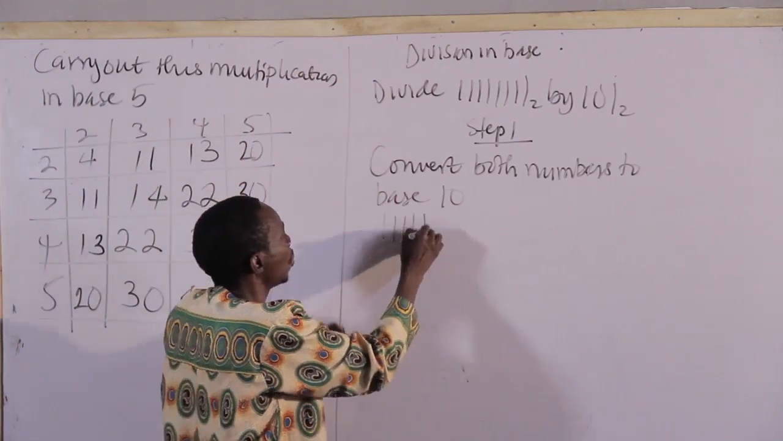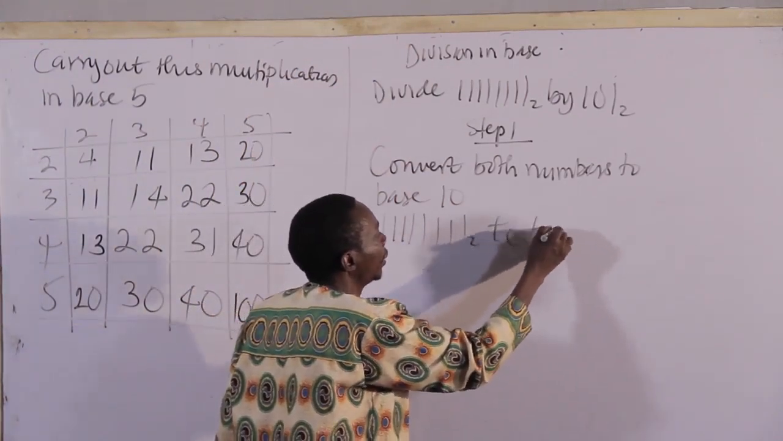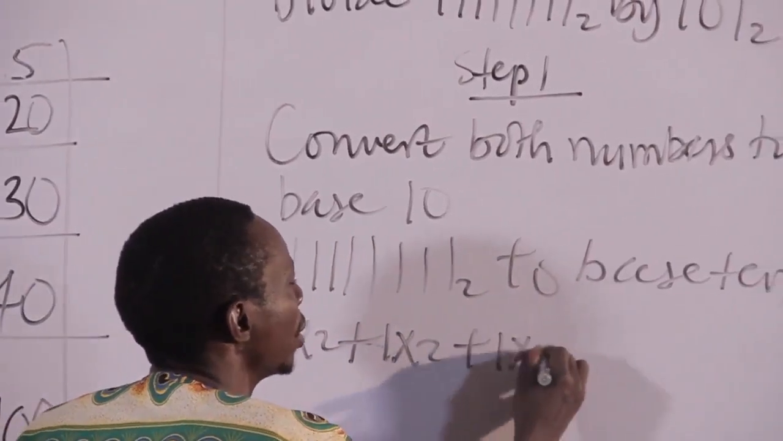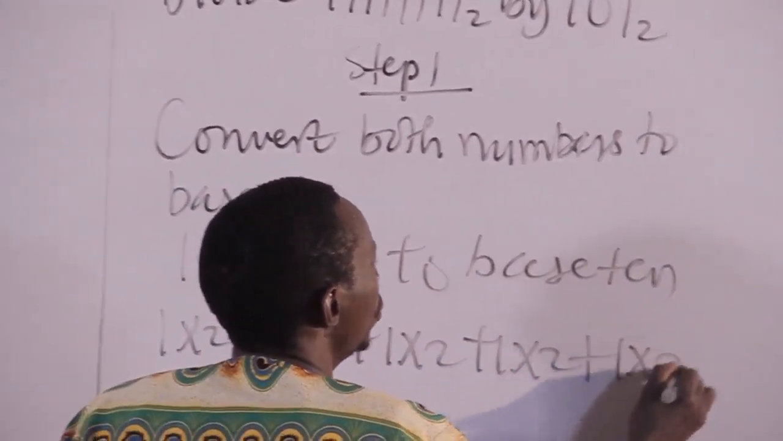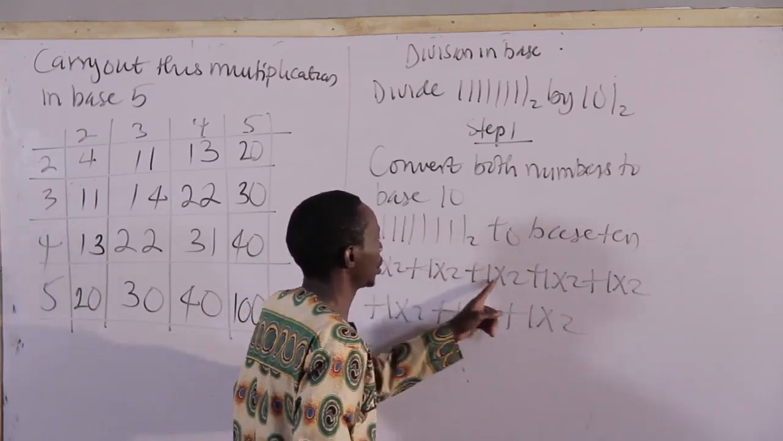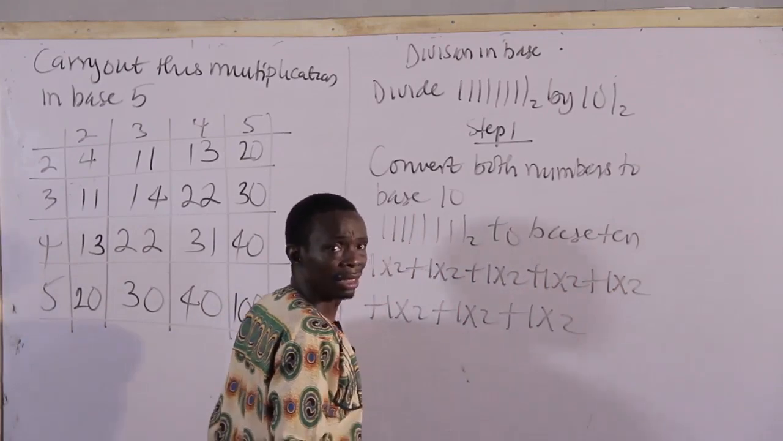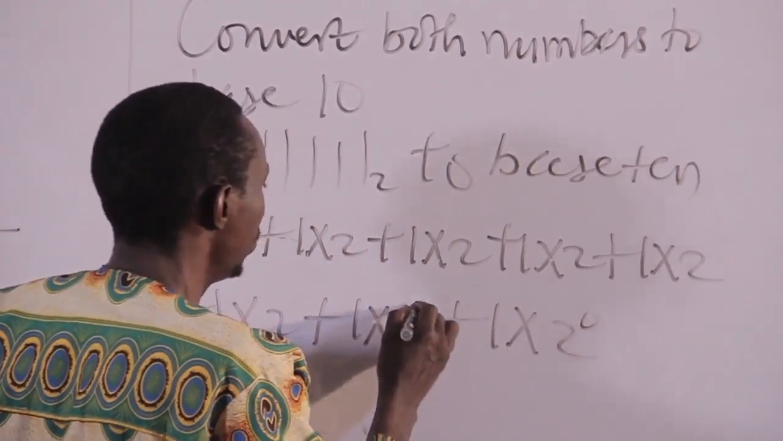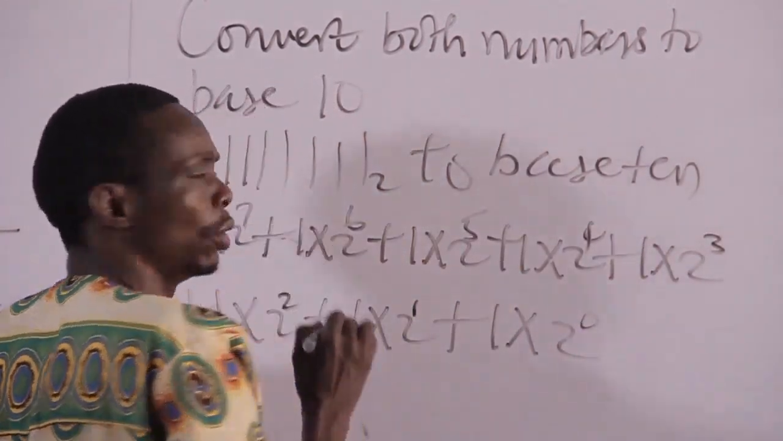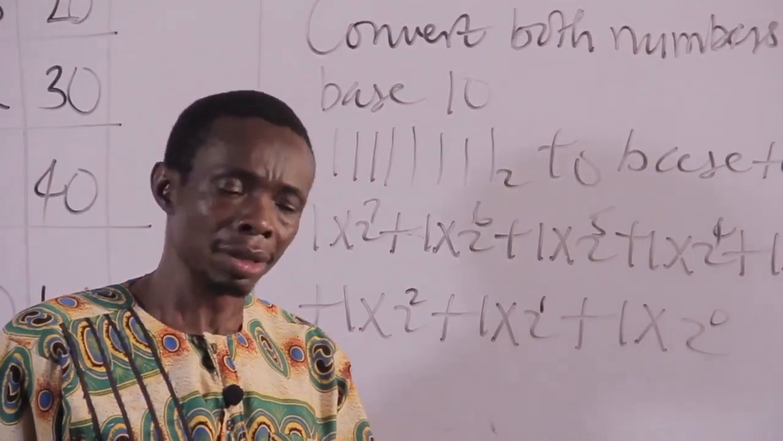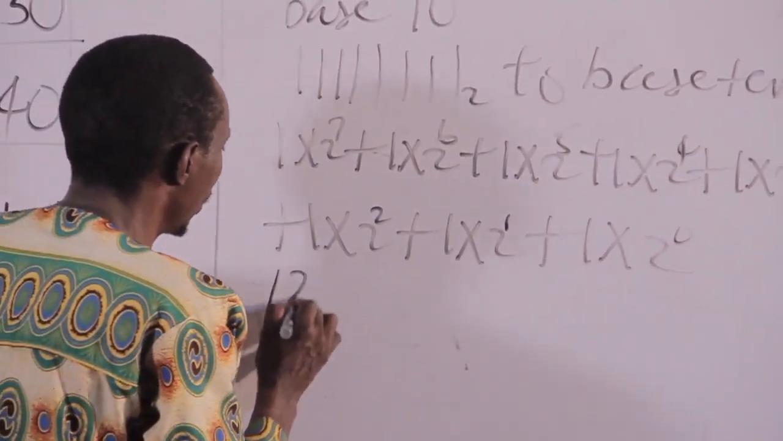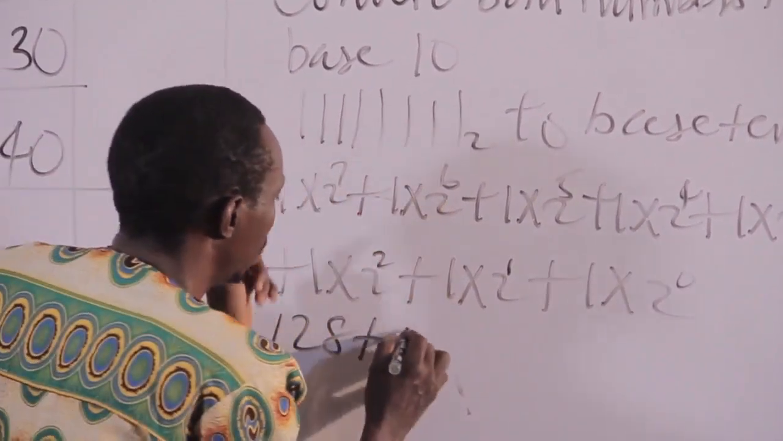Convert 11111111 base 2 to base 10. What do you get? 1 times 2 plus 1 times 2 plus 1 times 2, eight terms in all. The powers start from power 0, power 1, power 2, up to power 7. 2 raised to power 7 is 128, plus 2 raised to power 6 is 64.